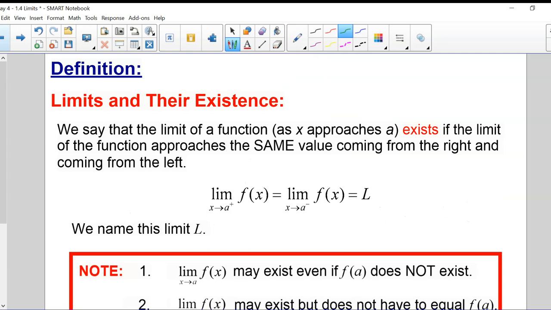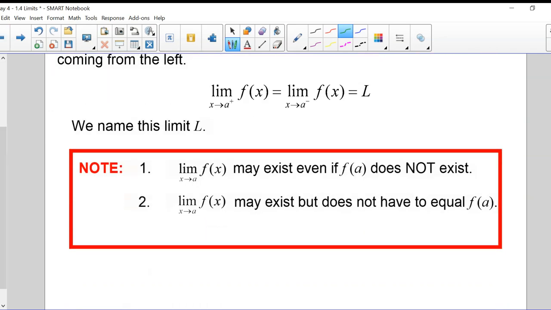I'm going to name the limit L. So the limit may exist. Here's a little important point to remember. The limit may exist even if the function does not exist at that particular value. That just sounds a little weird to say. But the function may be undefined at a particular value, yet the limit actually exists. The limit may exist, but it may not be equal to the function at that value.